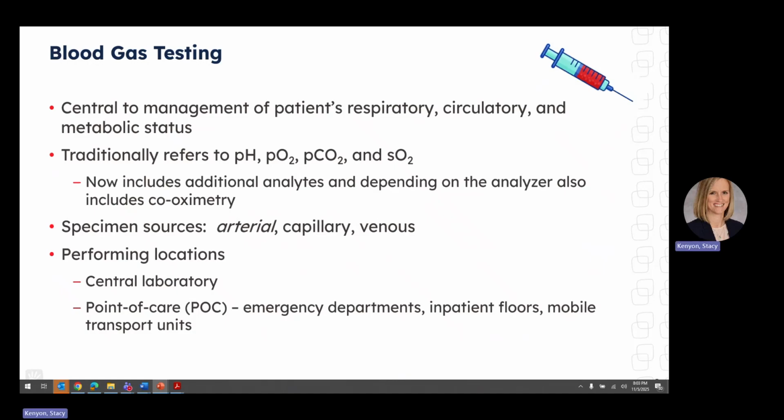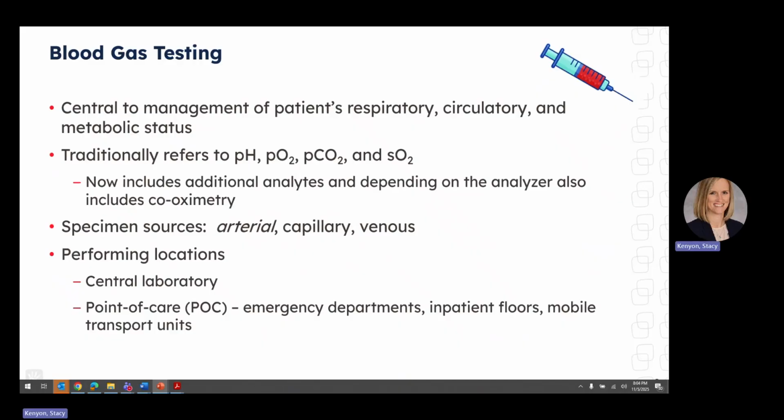Traditionally, the term blood gas refers to those parameters listed here: pH, PO2, PCO2, and SO2, or oxygen saturation. However, many blood gas analyzers also include oximetry measurements for the measurement of total hemoglobin as well as hemoglobin derivatives. Additionally, many blood gas analyzers also allow for the measurement of chemistry analytes such as electrolytes, lactate, and creatinine.